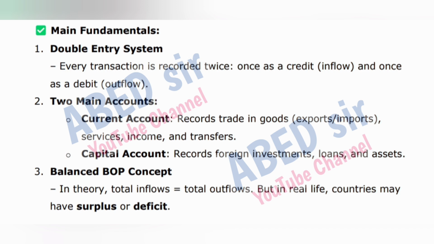2. Two main accounts. Current account records trade in goods, exports, imports, services, income and transfers. Capital account records foreign investments, loans and assets. 3. Balanced BOP concept. In theory, total inflows is equal to total outflows. But in real life, countries may have surplus or deficit.